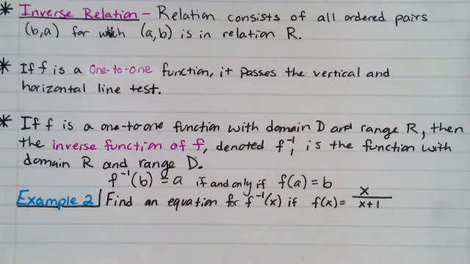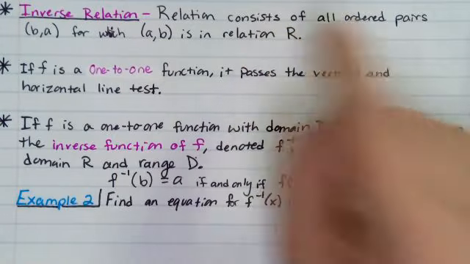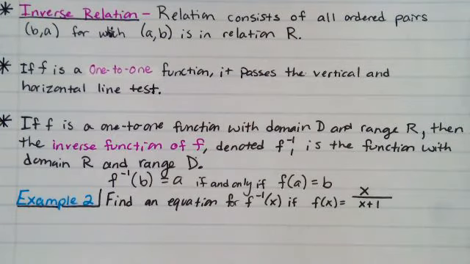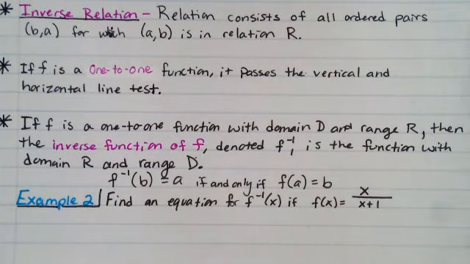An inverse relation is just a relation that consists of all ordered pairs (b, a) for which (a, b) is in relation R. Okay, so a lot of times what you're going to see with these inverse things is just switching your x and y. I don't know if you notice that the order changes, right? So with inverses, that's what you're going to see a lot of.